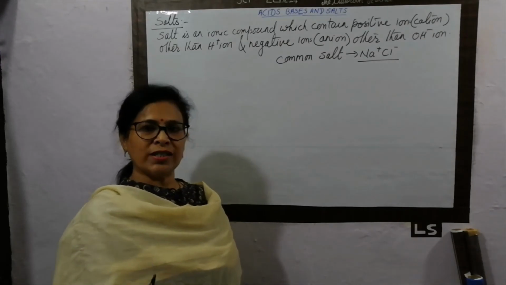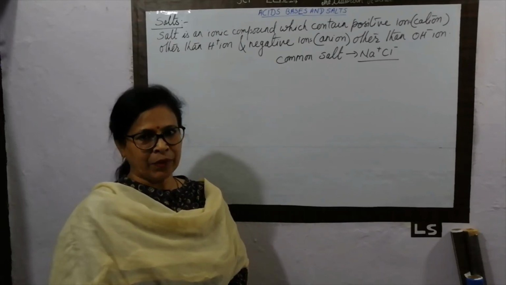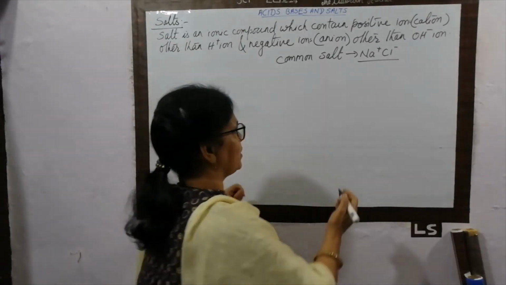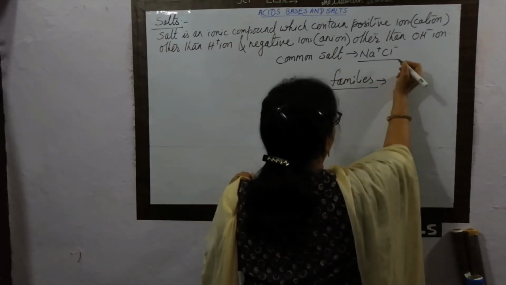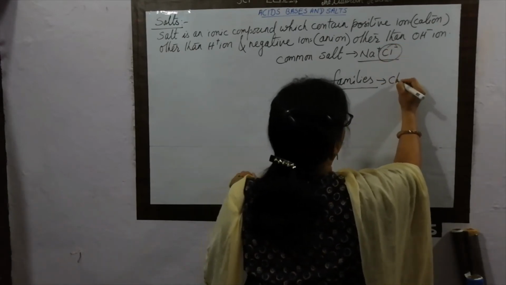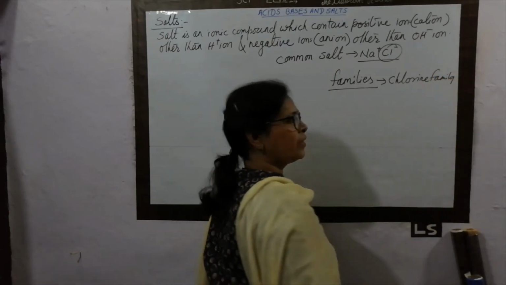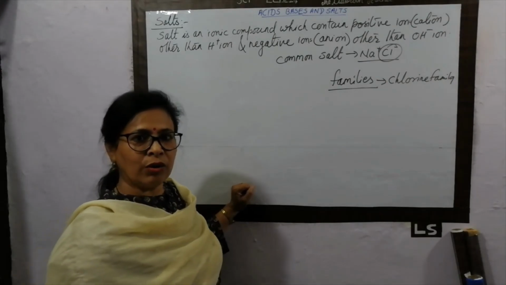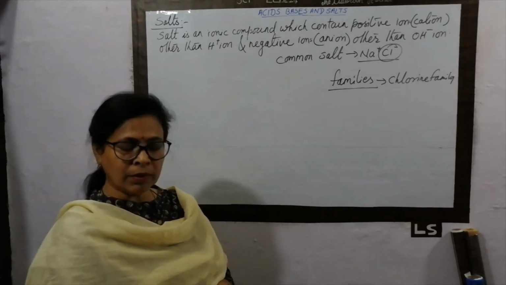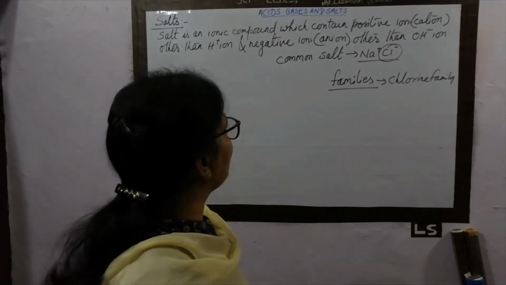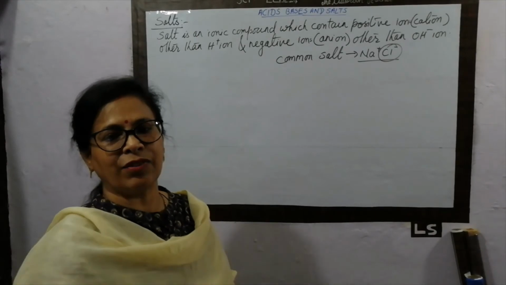So salts are ionic compounds, but ionic compounds other than the H+ ion and OH- ion. There are various families of the salt. We are able to identify them. If it is a chloride salt, we call it the chlorine family. If it is a nitrate salt, we call it the nitrate family, sulfate family, sulfide family. So there are various families of the salt also. But we have to study the classification of the salt. That is the important thing.